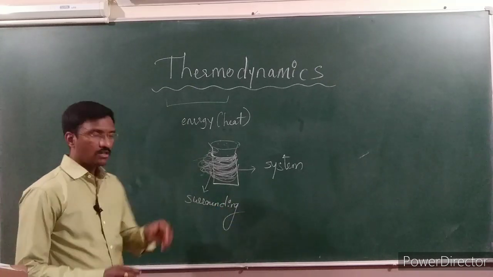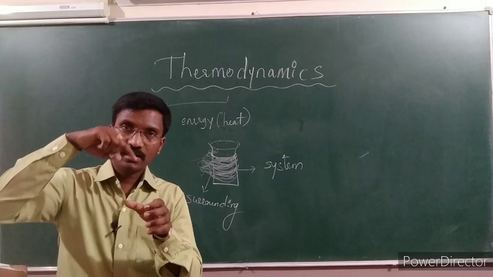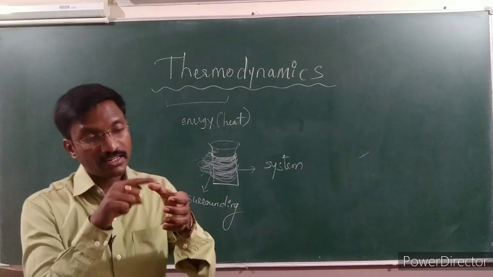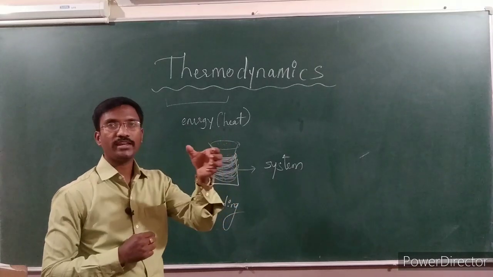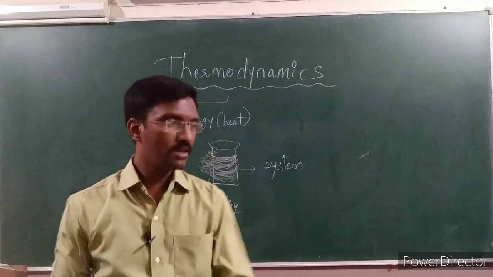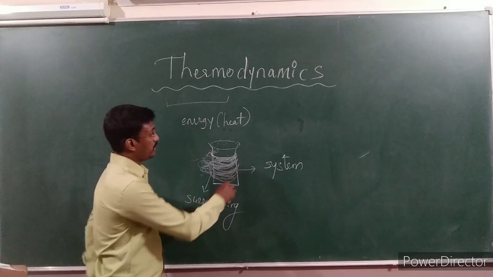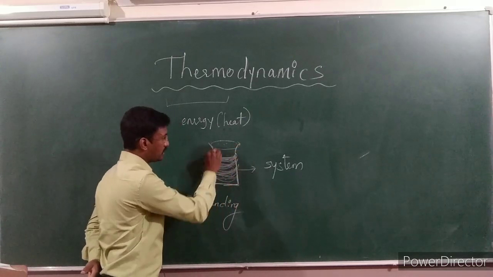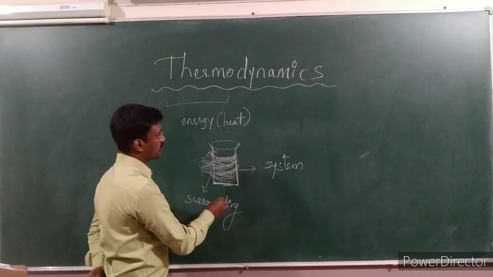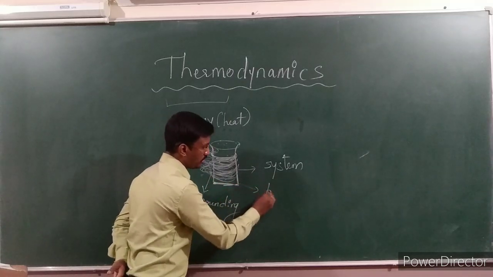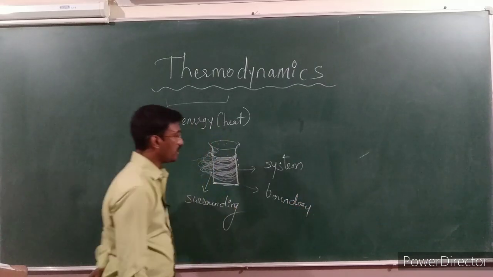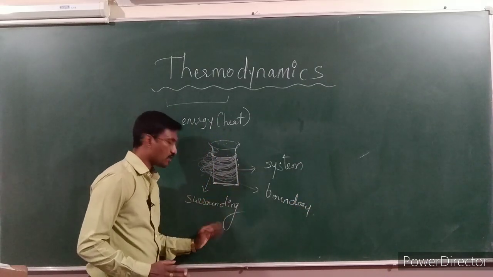Are you getting my point? The tea which is present in a cup is considered as a system, and the hand which is holding the cup is called the surrounding, and the boundary is between the system and surrounding. Here, can you see the glass, it is having some boundary. Here the boundary is going to separate the system and surrounding.